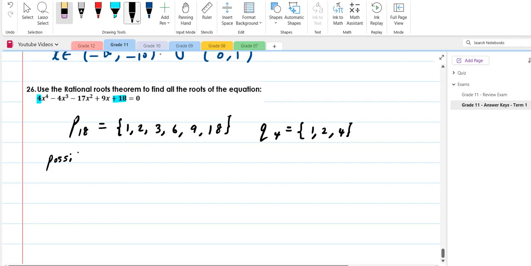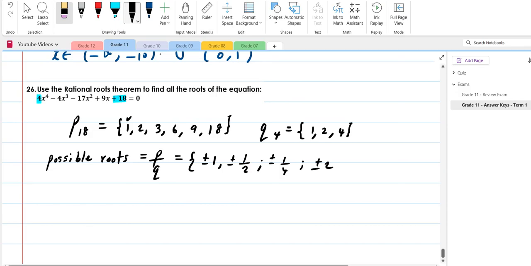Possible roots, by the rational roots theorem, are written in the form P over Q, which is equal to plus minus 1. There's so many. Plus minus 1, plus minus 1 over 2, plus minus 1 quarter. Right, I'm done with the 1. Let's move on to 2. Plus minus 2 over 1, so plus minus 2. Plus minus 2 over 2, no need to write because it's already there. Plus minus 2 over 4, no need to write because it's already a half. So I'm done with the 2.